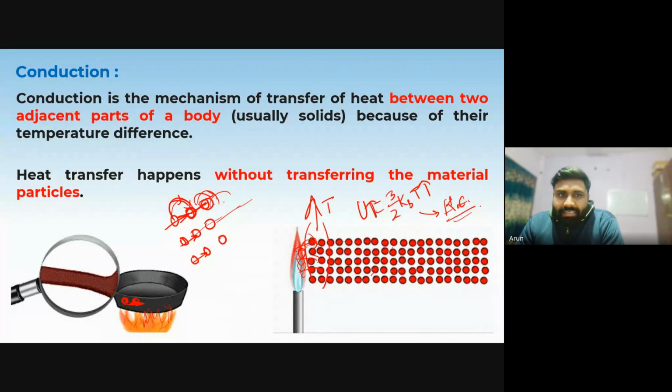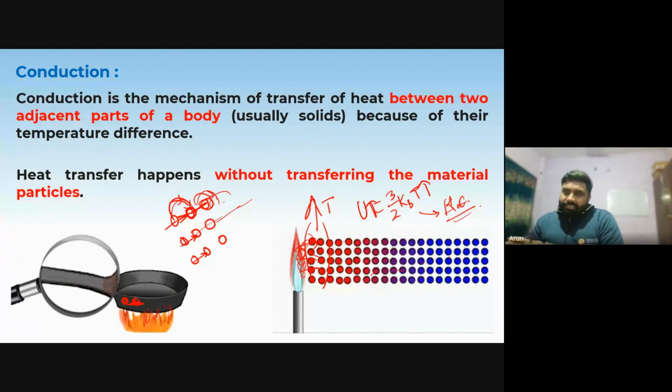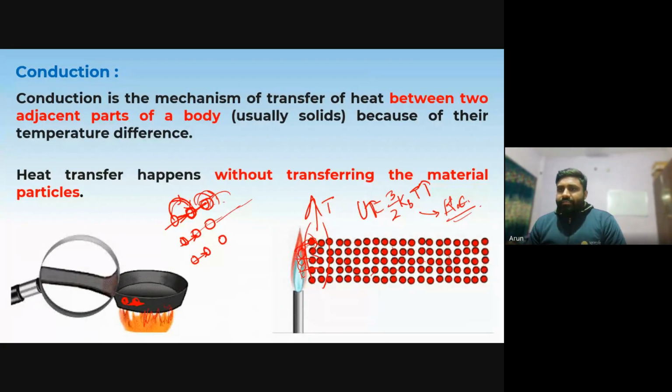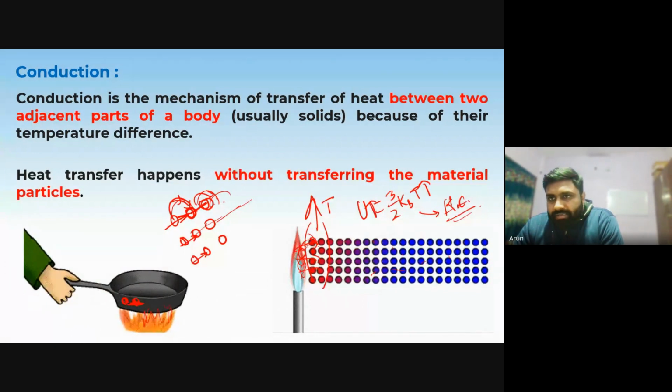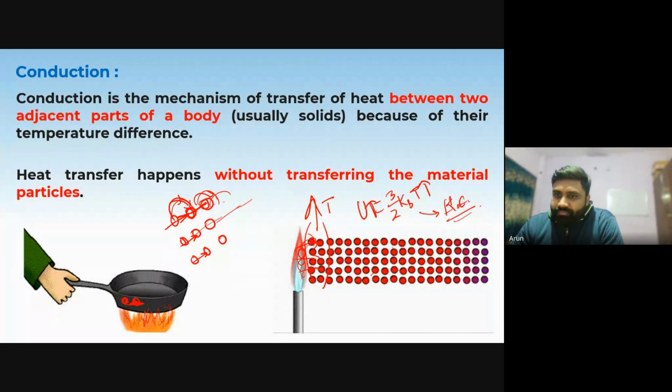So that is why the rate of heat conduction in metal is very rapid compared to other systems. And that is why we have classified materials into conductors and insulators. In insulators, the heat transfer does not happen at a much faster rate than in conductors. So if the question comes, why is conduction more rapid in metal, it is because of the free electrons.